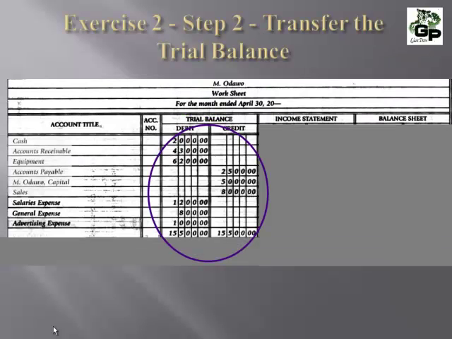Step 2, we take the information, all the different account values from the trial balance, and we put them on the worksheet. So please write down all these values that you see on your trial balance and put them on your worksheet, including the totals. Pause the presentation and do this in your workbooks now.